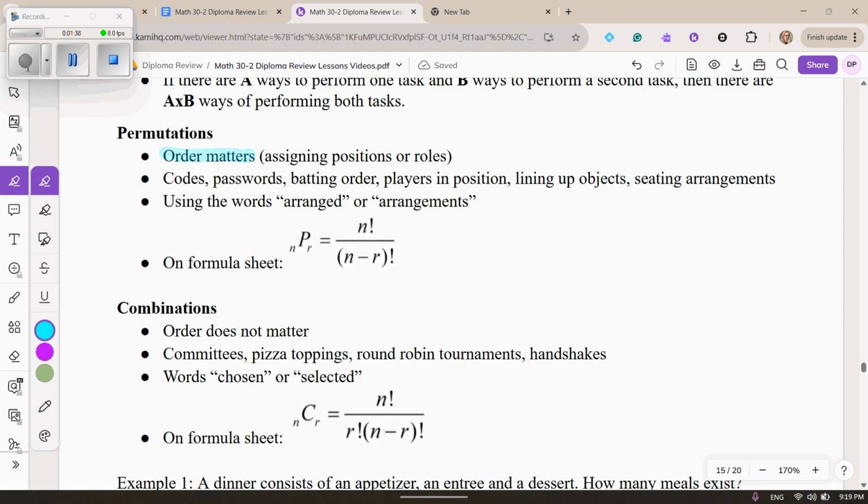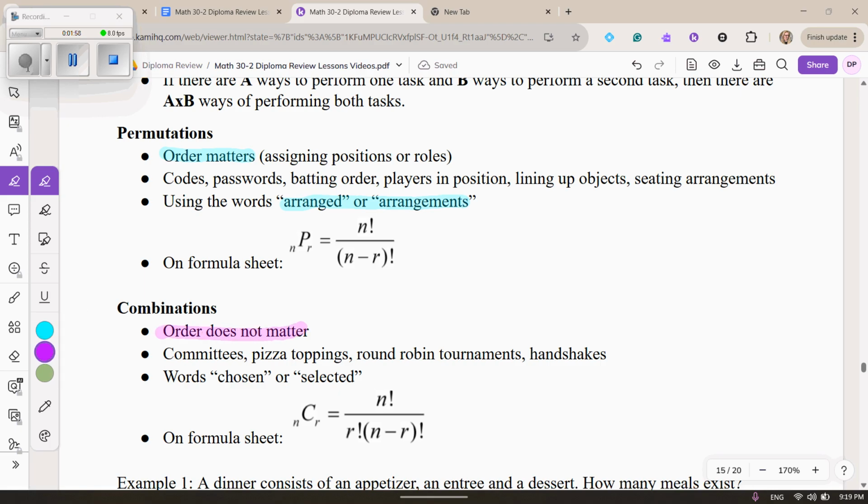It might be something like a code, a password, a batting order, players in position, lining up objects, seating arrangements. You might see license plates, things like that. Those are going to be permutations. Okay, the words arranged or arrangements is commonly going to be used. And we do have the formula on our formula sheet, and I will show you where to find it on your calculator as well.